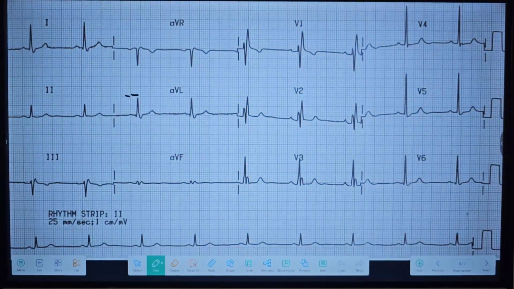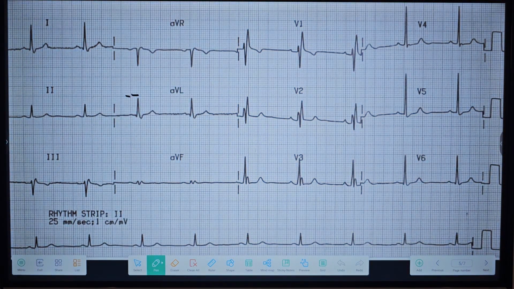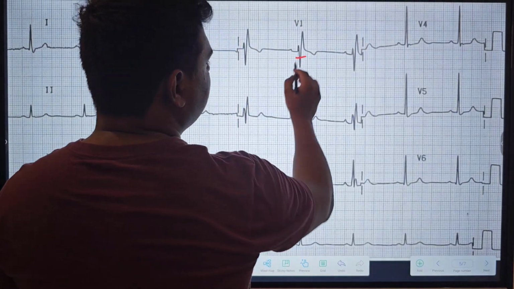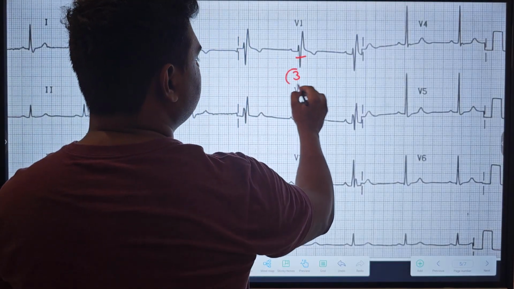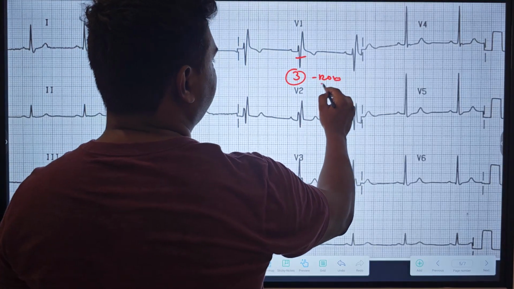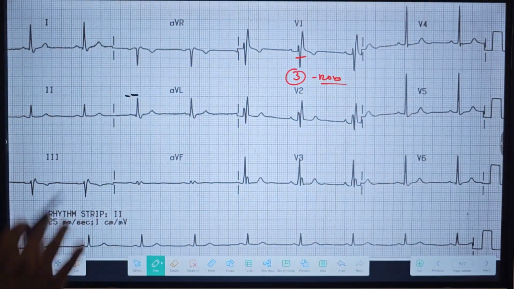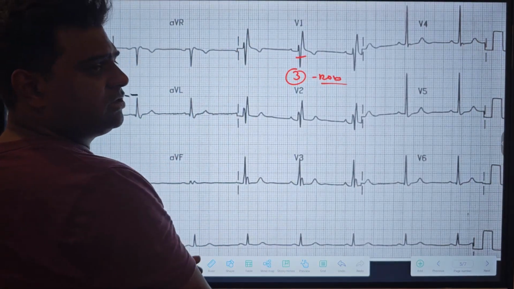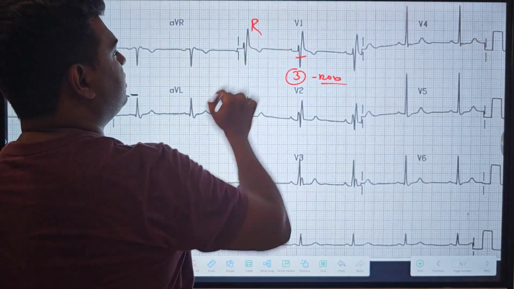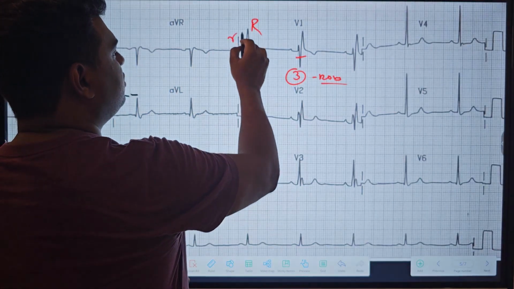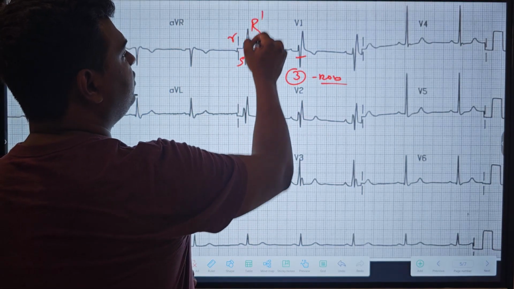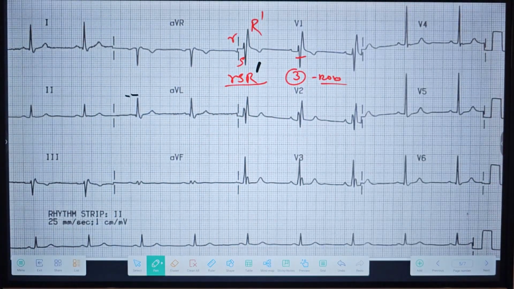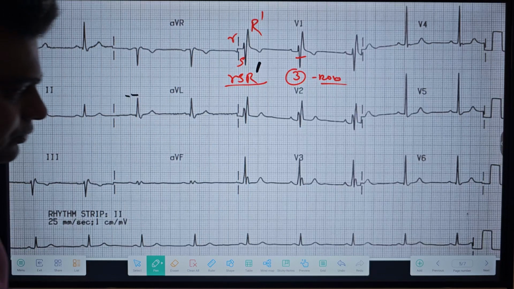Now solve this ECG again. If we measure the QRS duration, it is 1, 2, 3. So 3 small boxes, that is 120 milliseconds. So this is the first point of right bundle branch block that has been proved. Second, which R wave is greater? We'll write this with a capital R, this as a small r, and this is the S wave. This is the second R, so it will have a dash, so it has an RSR dash pattern. So V1 also has it. Now we'll look at V6.